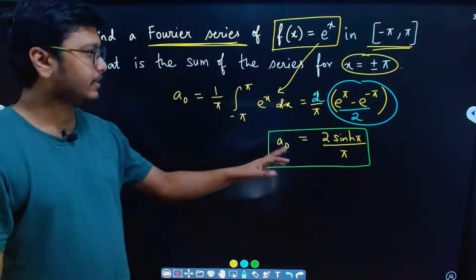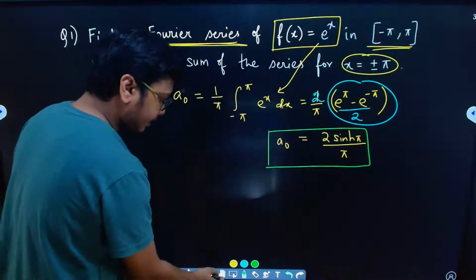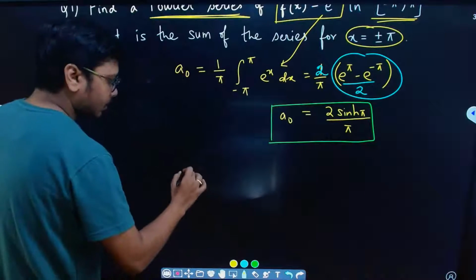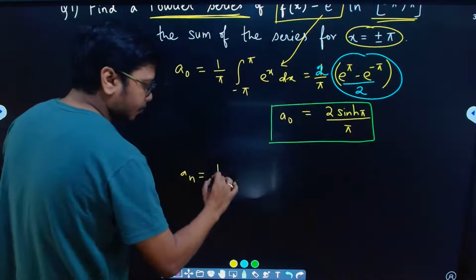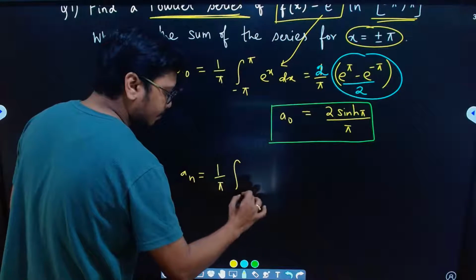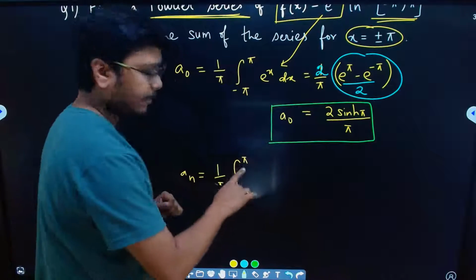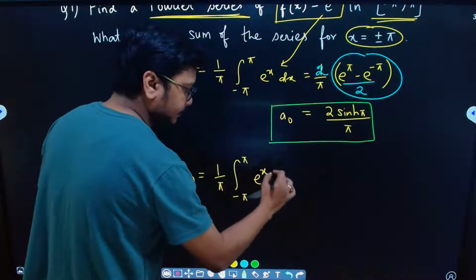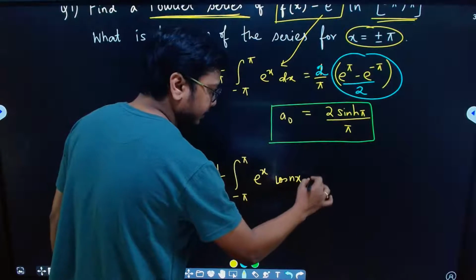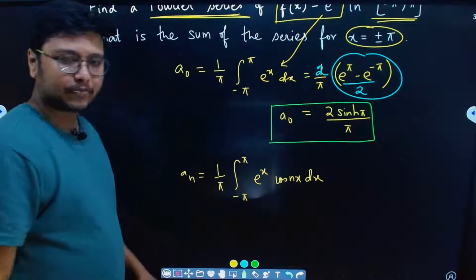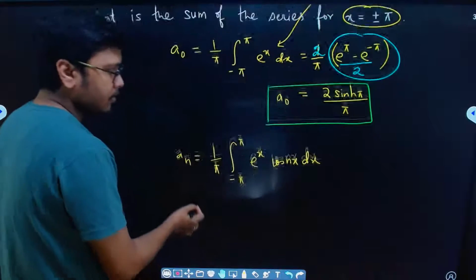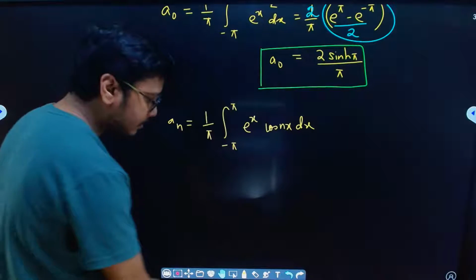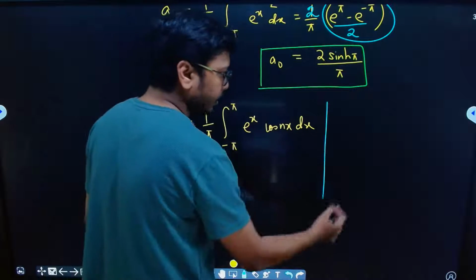Okay, so done with A0. Now I'll try to find out the AN value. The AN formula was 1 upon pi, integral from minus pi to pi of f(x) cos nx dx, right? f(x) is e to the power x cos nx dx. Now you need to memorize this integration formula, the direct formula for this. I'll write down the formula.